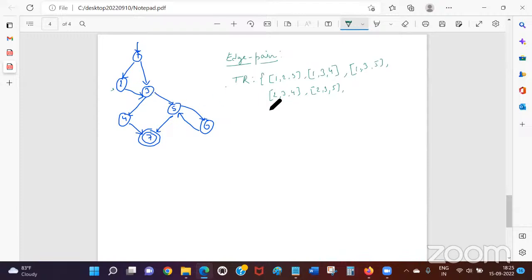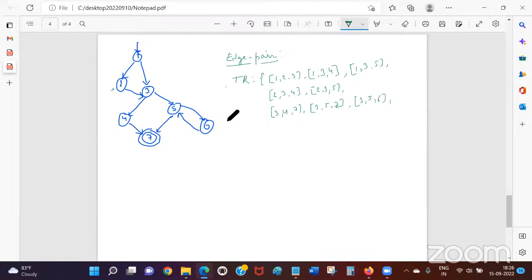So let us start with 3. From 3, I can get 3, 4, 7. So this reached the end, so there is no way I can go beyond this. Then 3, 5, 7, and there is one more, 3, 5, 6.